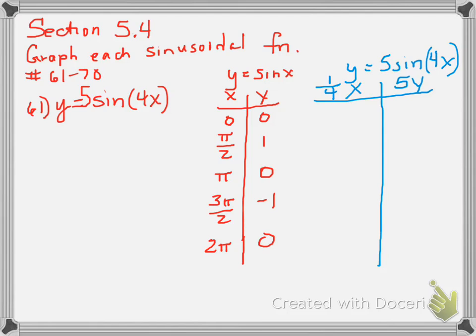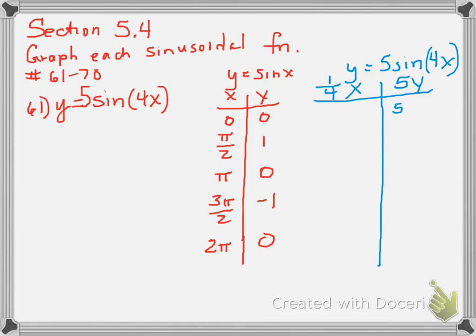So first of all, you have y equals 5 sine 4x. So right away, you're multiplying the trig function by 5. So that means you're multiplying your y by 5. So I have 5y for my column. So I have my y values are 0, 1, 0, negative 1, and 0.